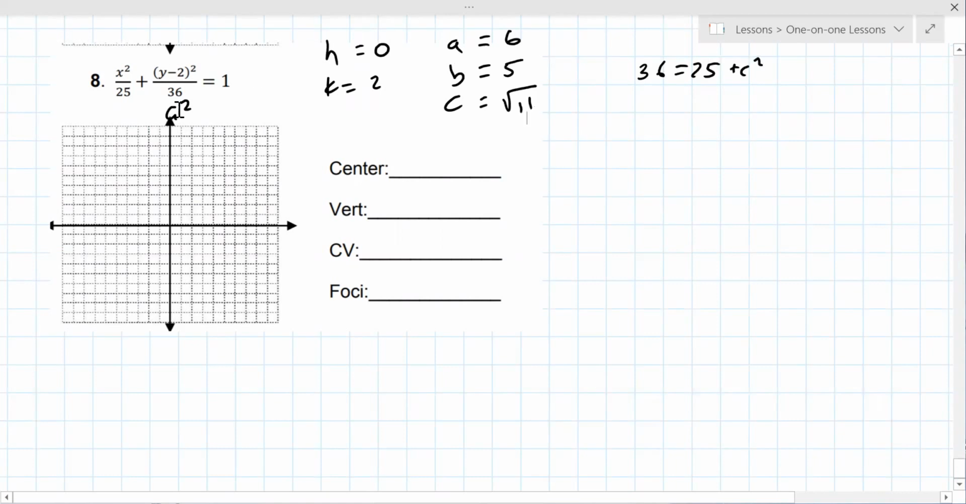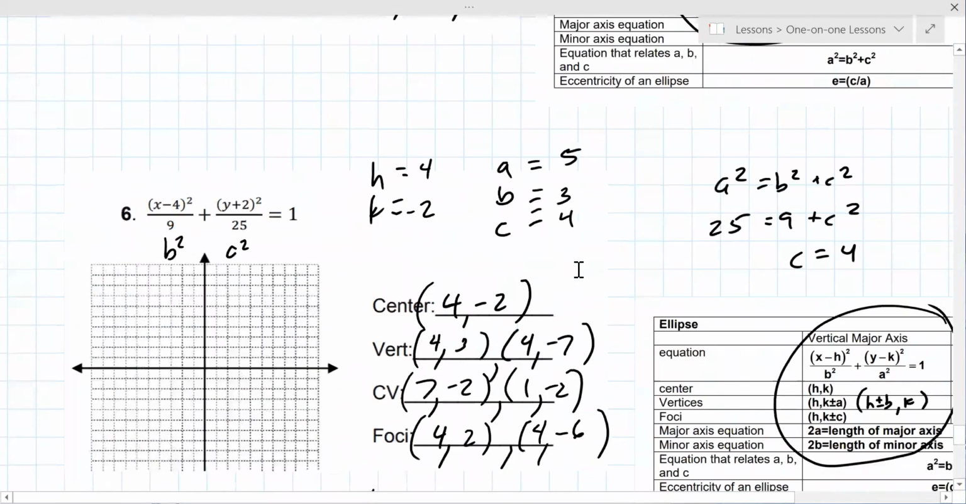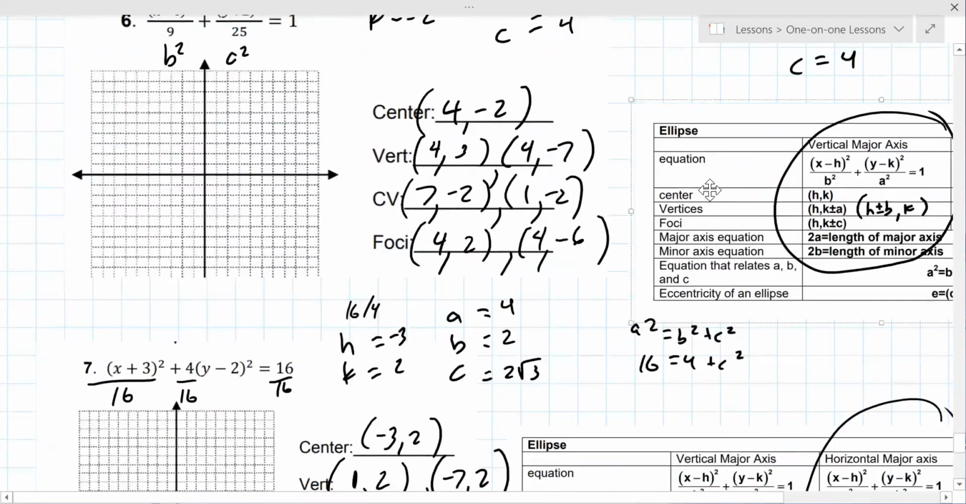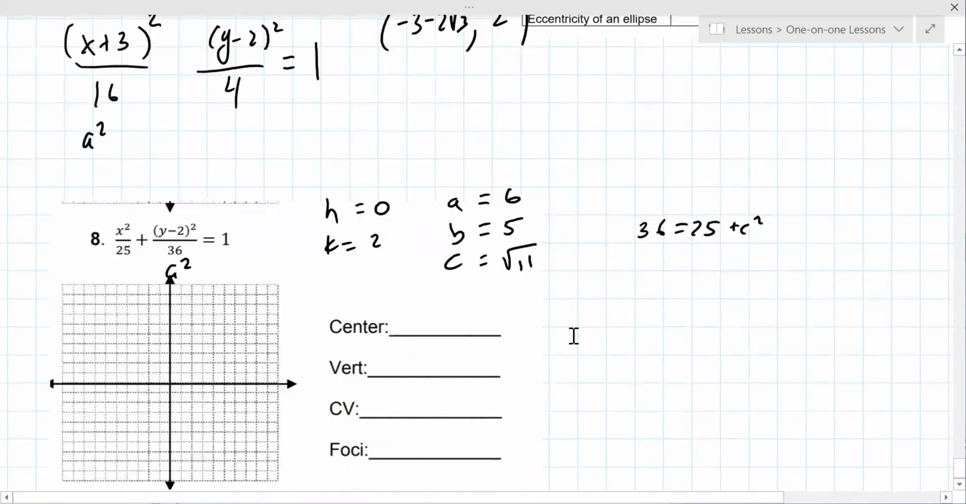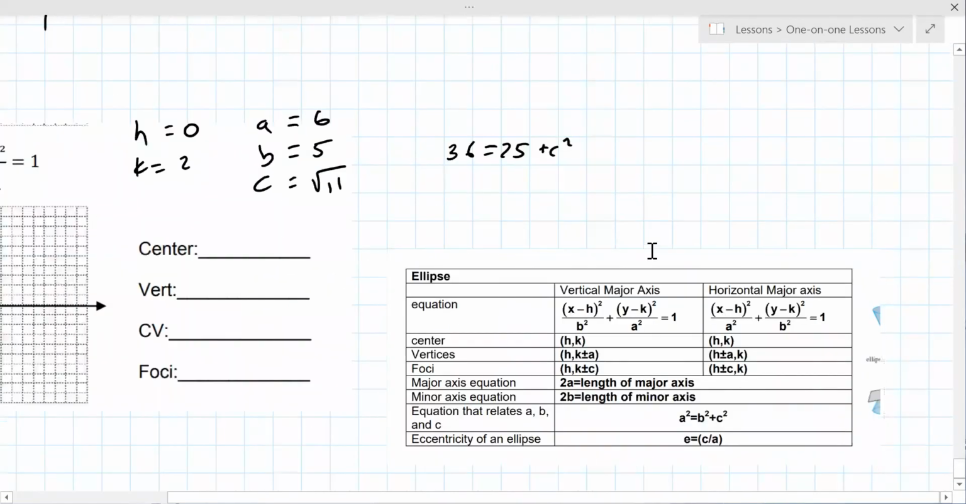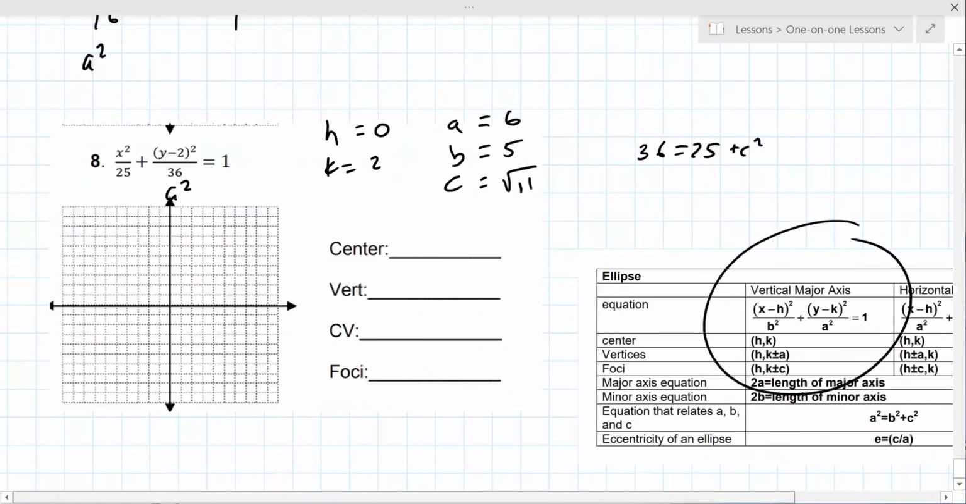Because A is under the Y, it's the one we've actually done more of. It's this one here. So just snip that in. It's obviously these. And I'll snip in the solutions there for this last one.